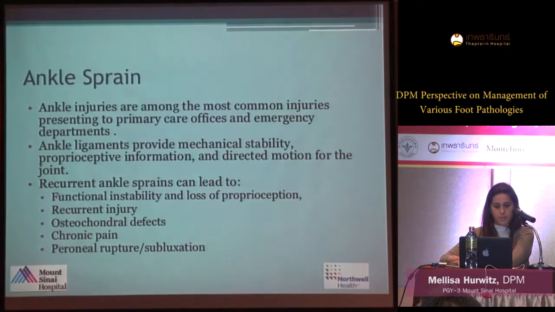And then the next thing we're going to talk about are ankle sprains, another very common thing that's not only seen by us, but also by primary care physicians. It's one of the most common things that will come into the emergency room, at least in the United States. Ankle injuries are among the most common. Ankle ligaments provide mechanical stability, as well as proprioceptive information. They're important for balance and directed motion for the joint. So recurrent ankle sprains can be very problematic for patients.